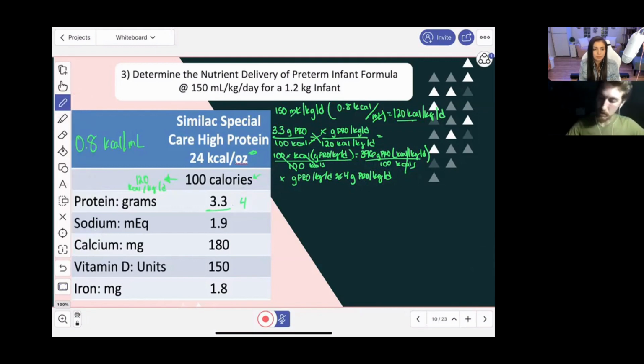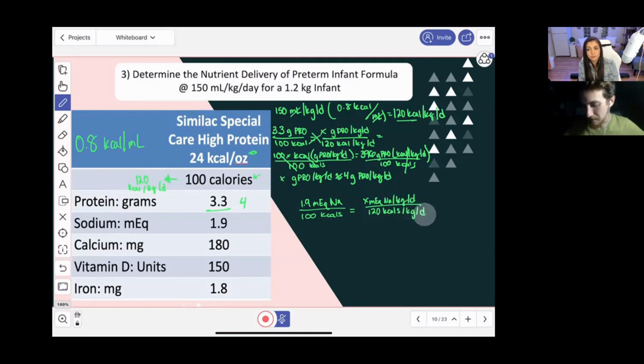Okay, so now same exact process for the sodium. So we're going to do 1.9 milliequivalents of sodium over 100 kcals equals x over 120. Thank you. You felt my mind go blank for a second.